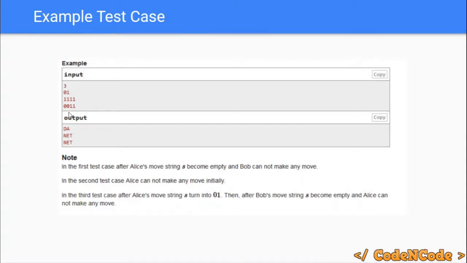Here, Alice has only one possible way to start, to delete the two characters in between. Then of course the remaining characters will be 01, and again Bob can remove that, so Alice cannot make a move. Of course Alice loses, and then we are printing NET.